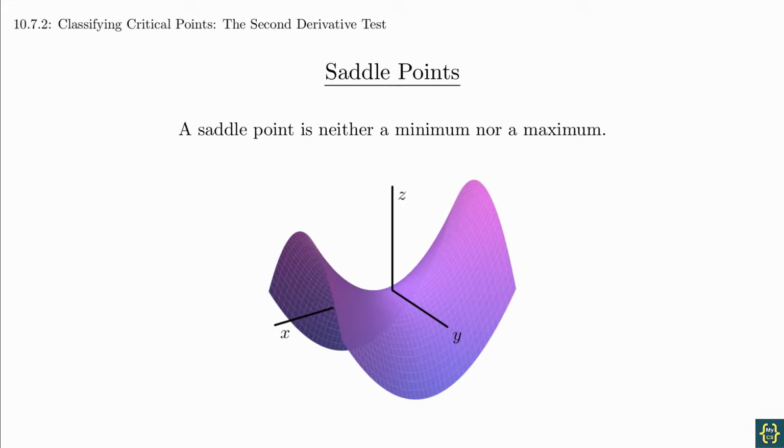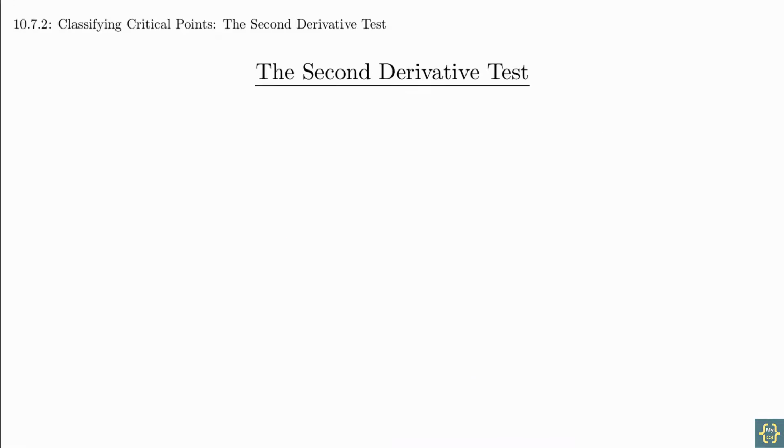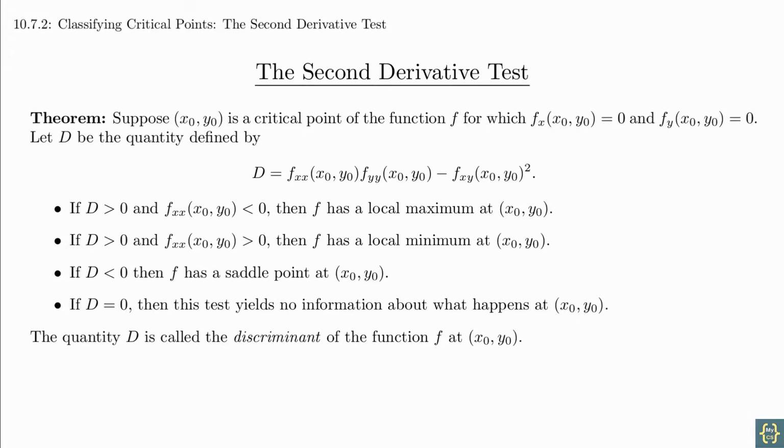This mixture of being concave up in one direction and concave down in another is what makes it neither a minimum nor a maximum. Here's the statement of the second derivative test. Theorem. Suppose (x0, y0) is a critical point of the function f for which the derivatives are equal to 0. Let d be the quantity defined by this equation. Then there are 4 cases to consider.